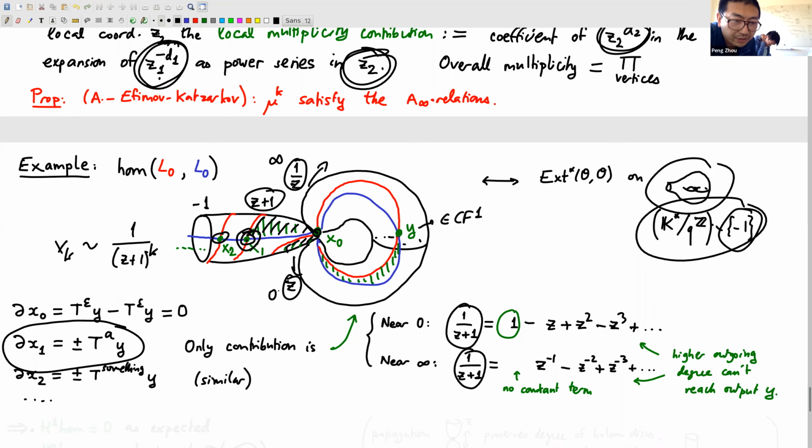So take 1 over z plus 1. But for now, I will choose z plus 1. Then I should look at the inverse of that local coordinate, because this is x1. If I was looking at x2, I would take that squared. And that's exactly what I'm telling you.